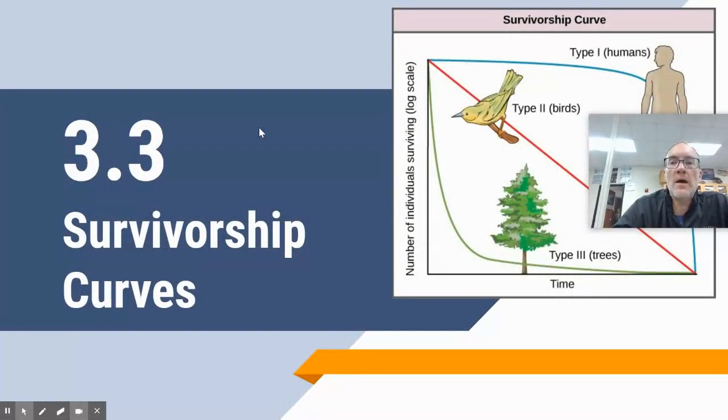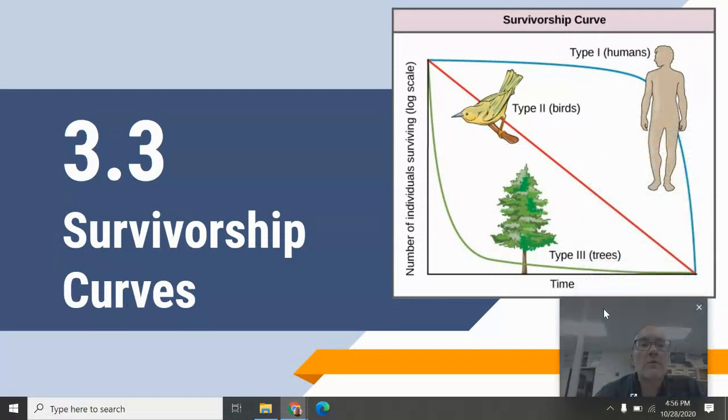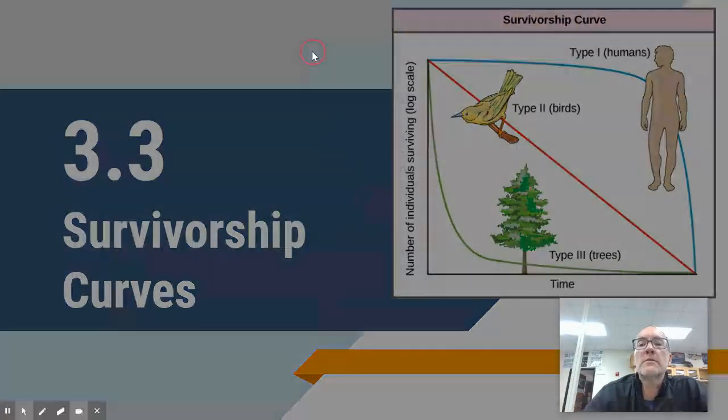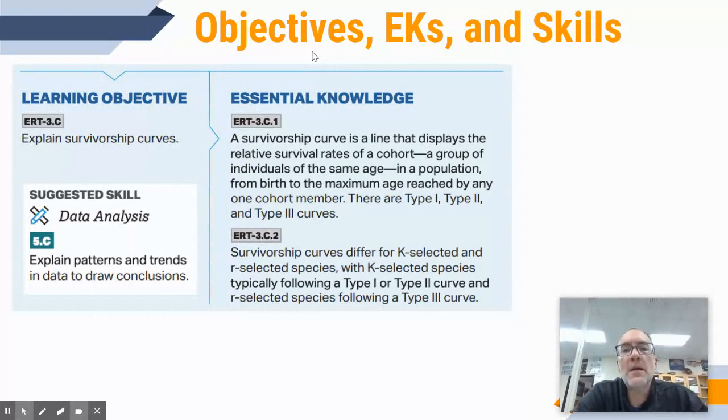All right, last topic for today, the survivorship curves 3.3. We're going to be talking about 3 different types. So we're going to explain those curves. We're going to do some data analysis. You're going to be looking at some graphs today, explain the patterns and trends. And a survivorship curve is a line that represents the relative survival rates of a cohort, a group of individuals of the same age in a population from birth to the maximum age reached.